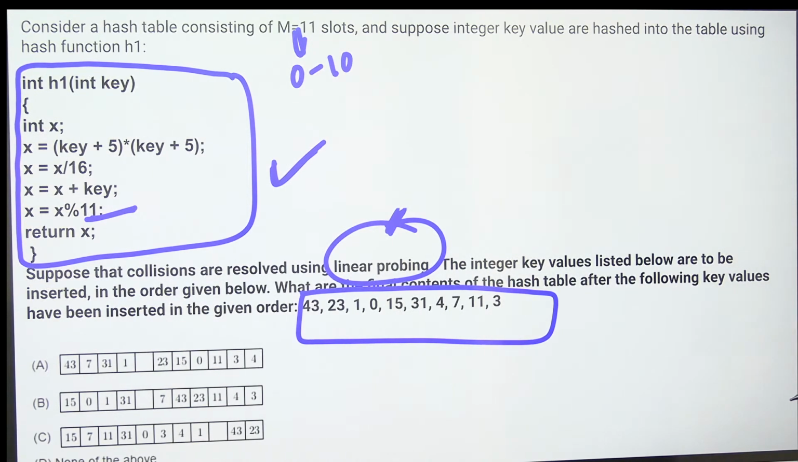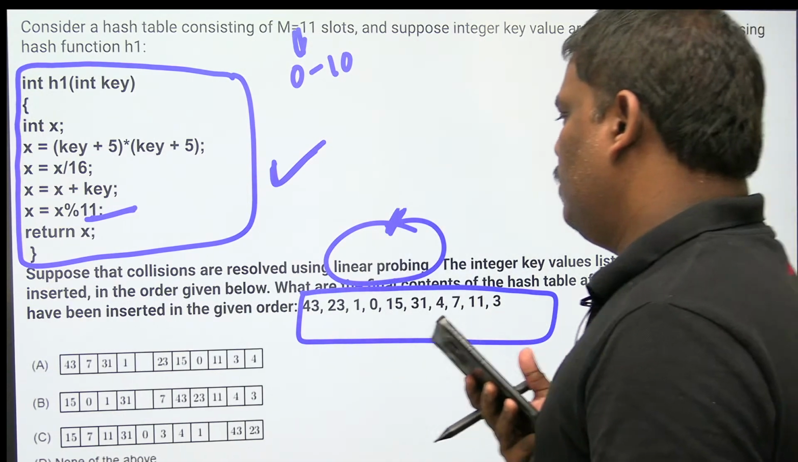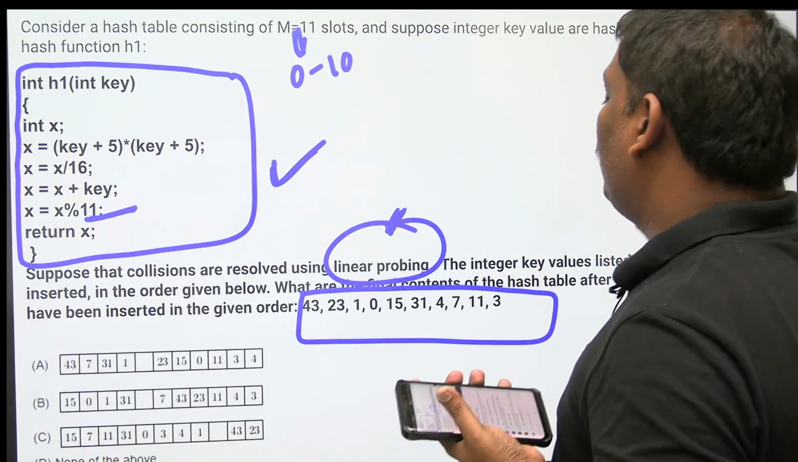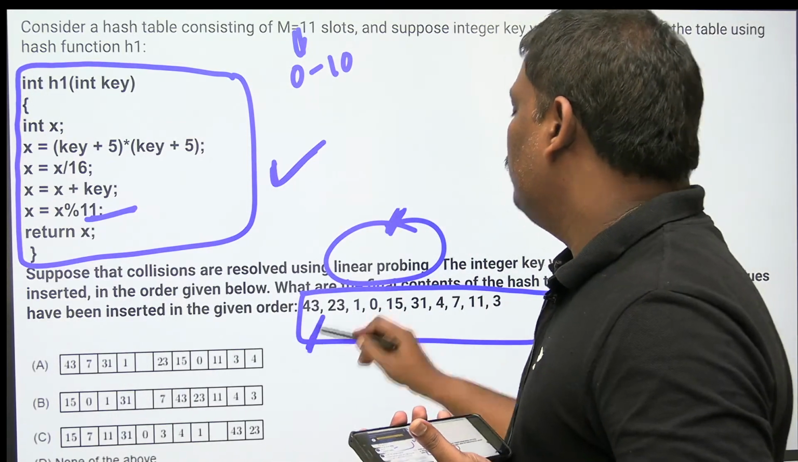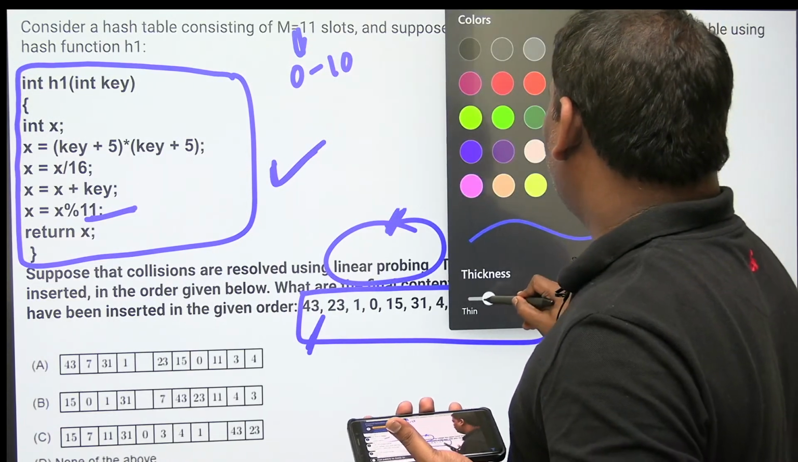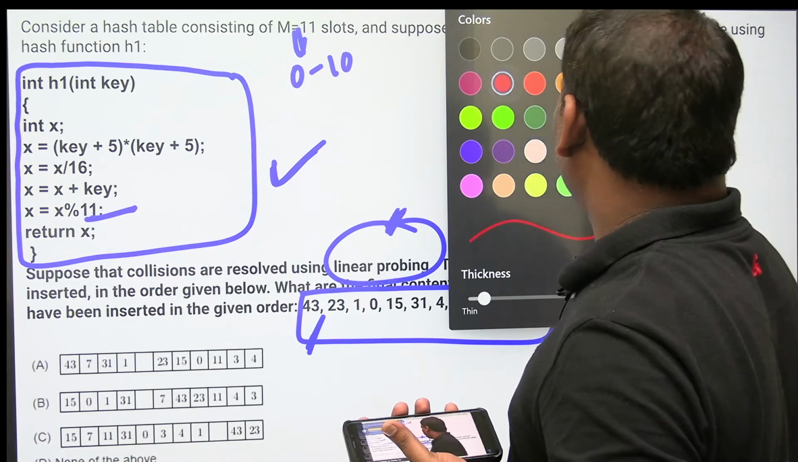The hash table size is given, 0 to 10. The hash function is given in the form of a program. The collision resolution technique, linear probing, is given, and the keys are also given. They are asking, if you apply hashing on the given information, how the hash table will look. What is the first key? 43. Please do calculations properly.